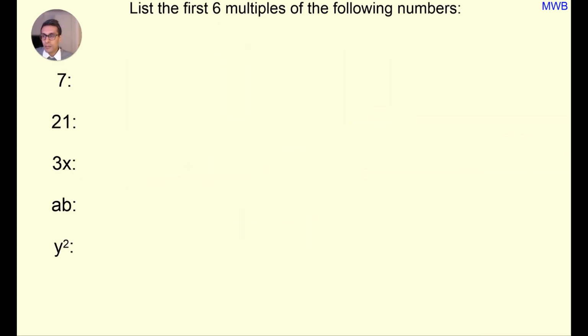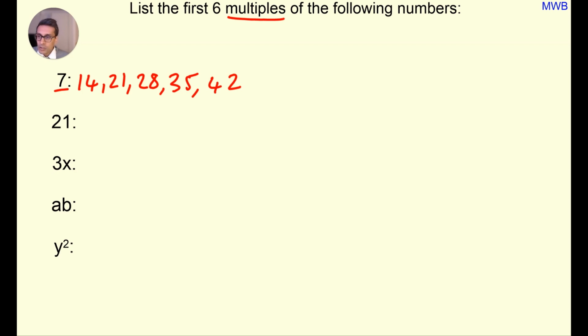Okay, another quick recap on multiples. For these questions, you just need to list the first 6 multiples of these numbers. So, for example, when you've got 7, you're going to write the first few multiples as 7 times 1, which is 7, already written, and then the next one is going to be 14, 21, 28, 35, and then 42. Do the same for the next 4, and then I'll show you the answer in a few seconds.